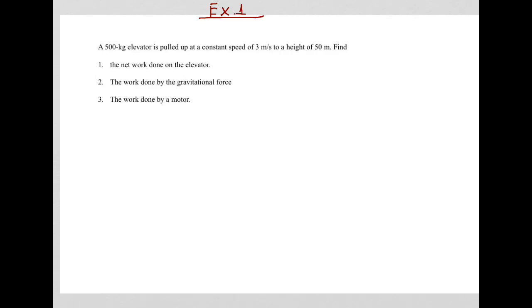Okay, let's solve this example problem. First thing we have to do is sketch out what is happening. We have an elevator, and it's being pulled up by some motor. It is moving up with a constant speed of 3 meters per second. So we know velocity is going to be 3 meters per second, and it's constant, doesn't change.